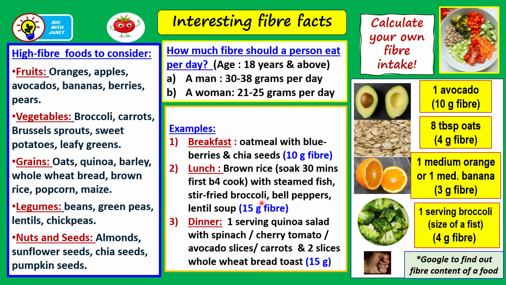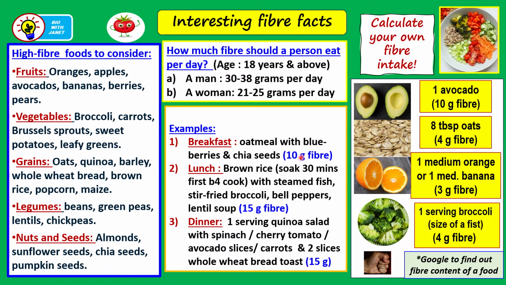So, brown rice with steamed fish, stir-fried broccoli, bell peppers, and lentil soup. The fiber will come from the brown rice, broccoli, bell peppers, and lentil, which is dal. Now dinner, 1 serving of quinoa salad with spinach, cherry tomatoes, avocado slices. These are all foods with fiber, carrots. And for carbohydrates, we can either have quinoa or whole wheat bread toast.